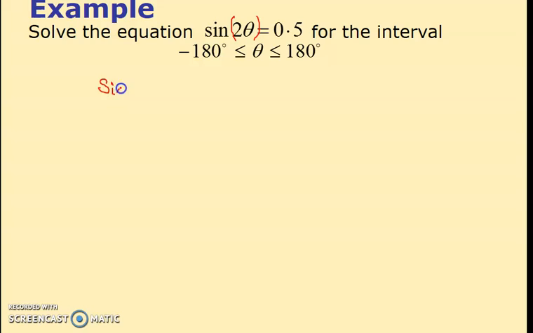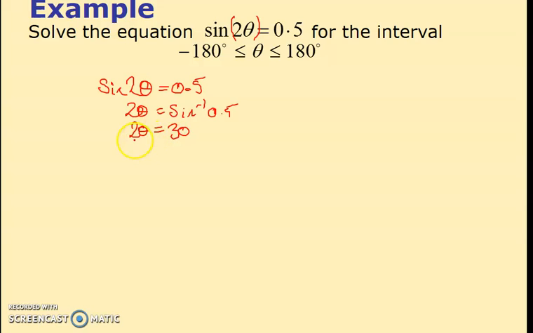So I'm going to try and solve this. I'm going to write it out. Sine 2 theta equals 0.5. And I do it exactly the same way. I go 2 theta equals the inverse sine of 0.5. And if I do that, the inverse sine of 0.5 should be 30 degrees. Yes, it is. So 2 theta equals 30 degrees.